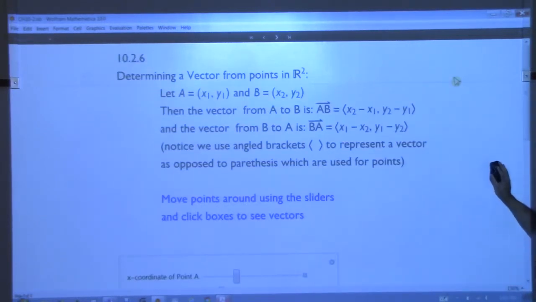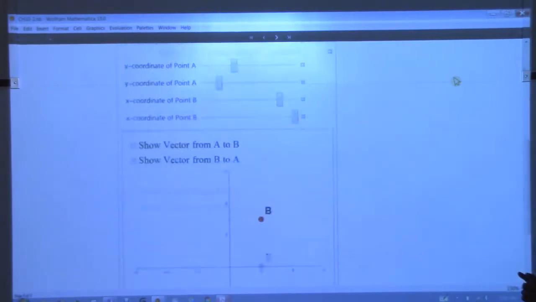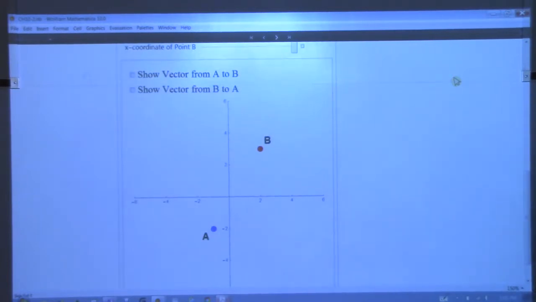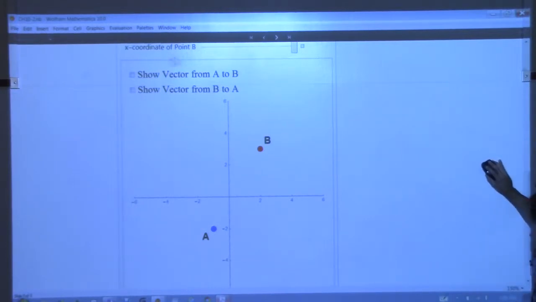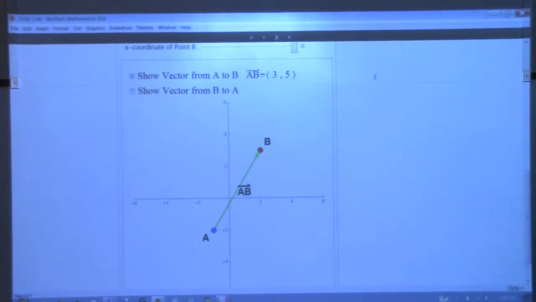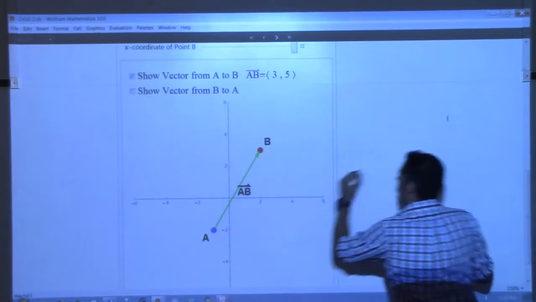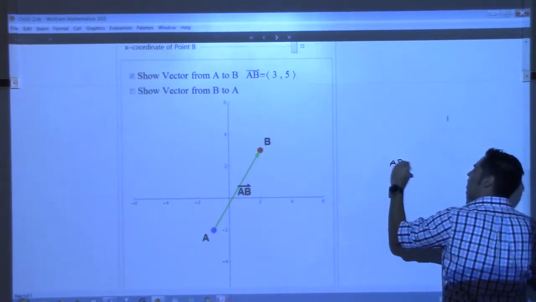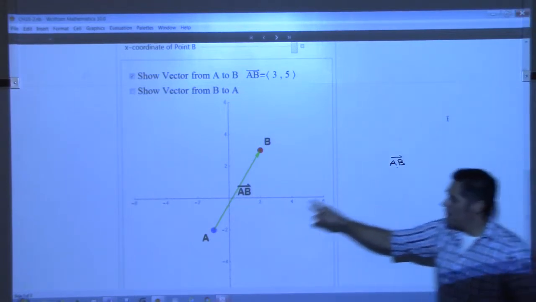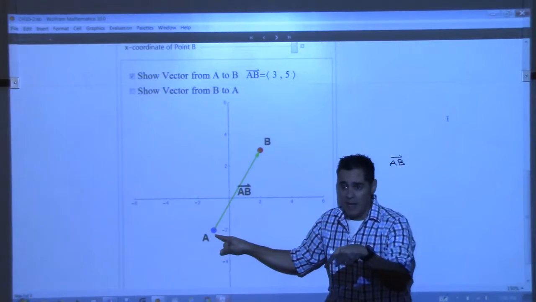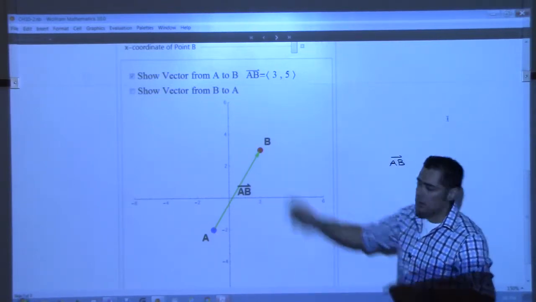All right, now, how do we determine a vector from points? Let's say somebody gives us 2 points in two-dimensional space, and we would like to somehow represent the vector that goes from A to B. So that would be the vector from point A to point B. And notice this notation right here. A comes before B, right? And then that little half arrow. That would be a way that we could represent the vector going from point A to point B.